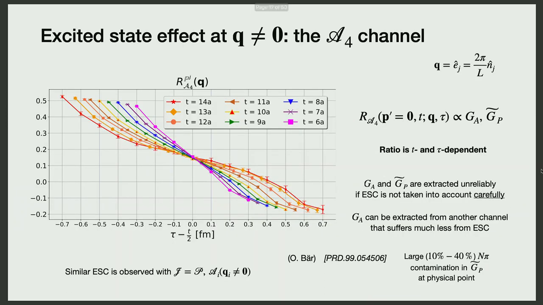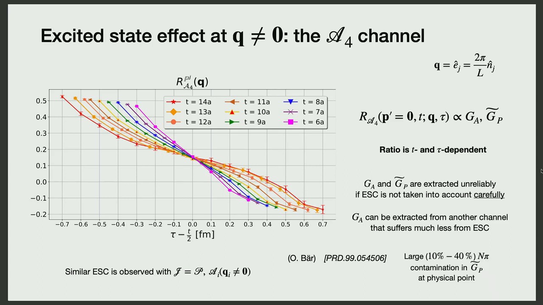Now, phenomenologically more interesting are nucleon correlation functions at non-zero momentum transfer, because they are proportional to the form factors which are needed for neutrino oscillation experiments. From the literature, we know that the temporal axial vector current suffers a lot from excited state contamination. If the nucleon ground state were the only term in the spectral decomposition, the data should be flat, constant. There should be no time dependence. But you see there is a clear time dependence in this plot. And this is a sign of excited state contamination, and in particular, it's due to N-pi states.